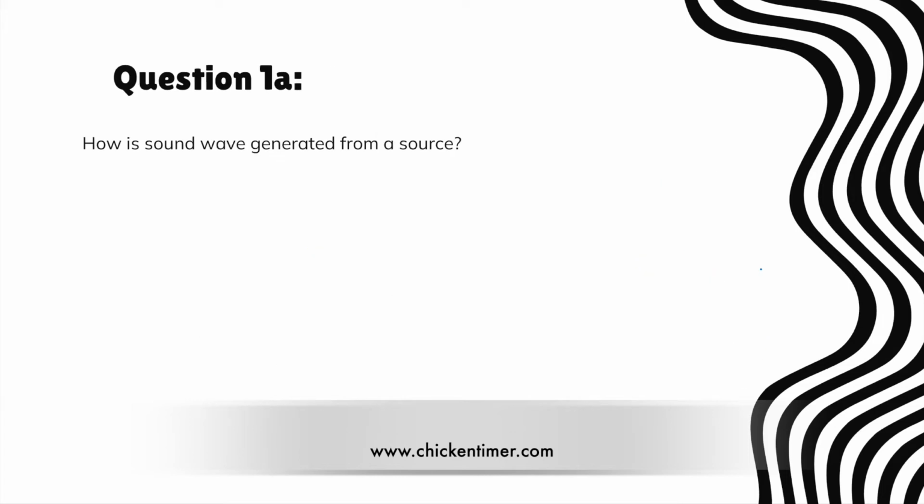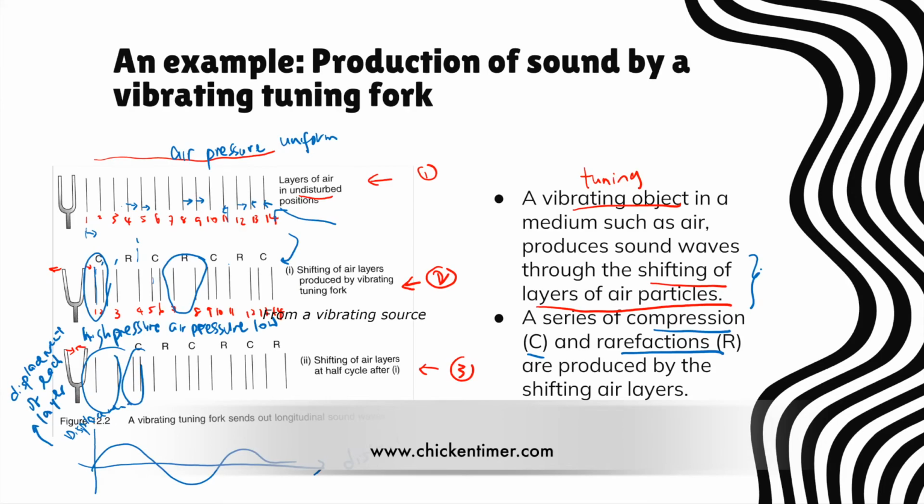Okay, how is the sound wave generated from a source? One line answer. What do you think it is? Yeah. So vibrations take place, then you create a sound from there. But if they ask you to explain how sound is formed or generated from a source, then instead of giving 1 mark, they give you 4 or 5 marks. Then you have to describe this.